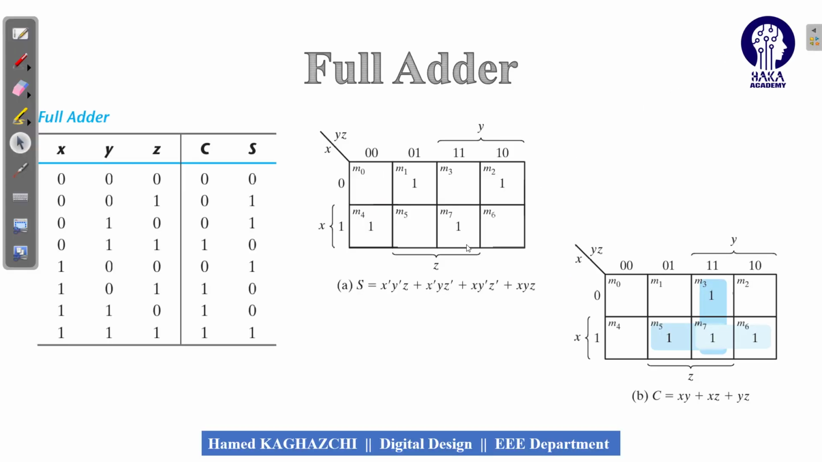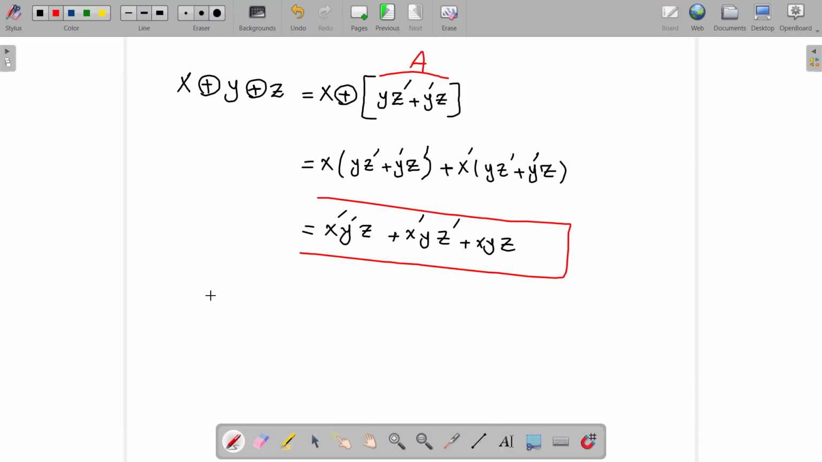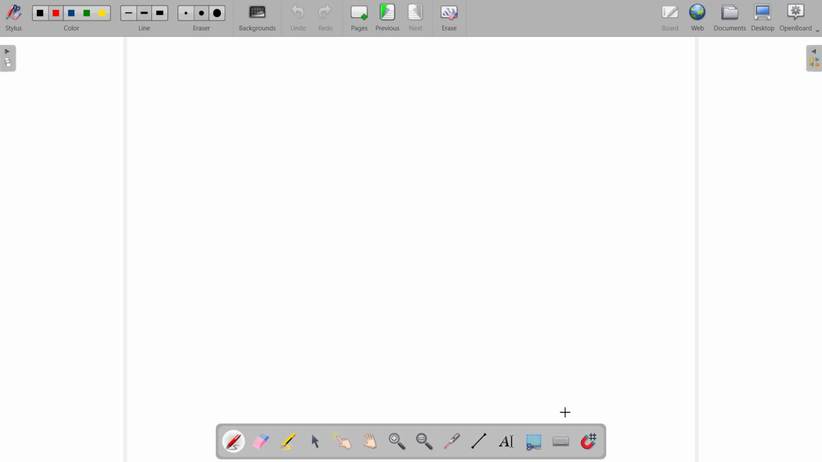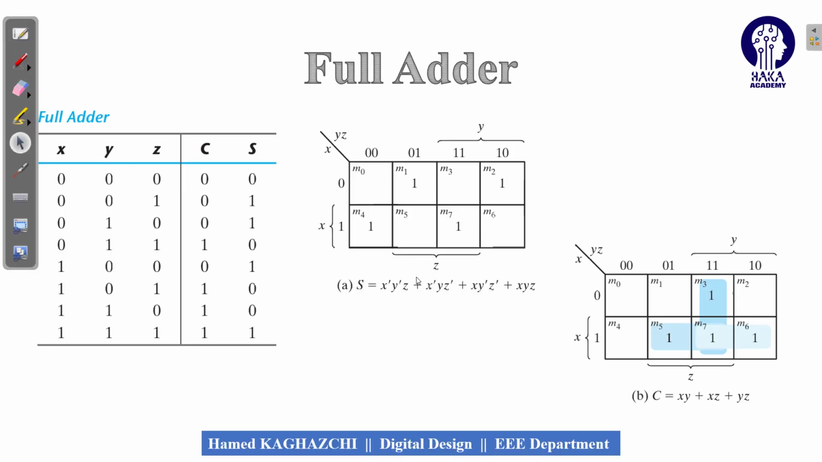Look at here and this one, you can see that both of them are the same. So what does it mean? It means that I can rewrite the S in the form of x XOR y XOR z. Okay, now what about the C? What can I say for the C?